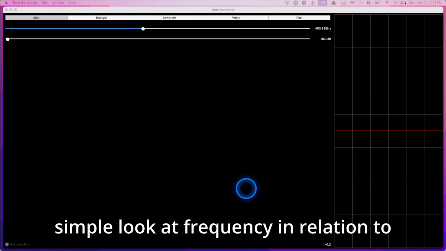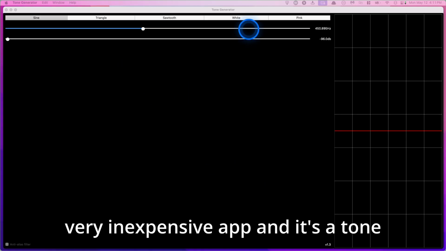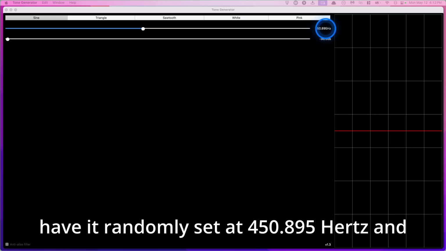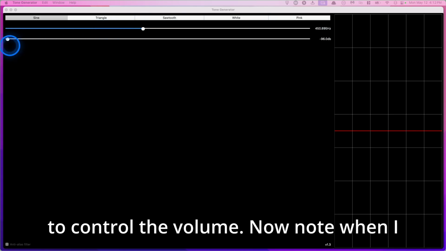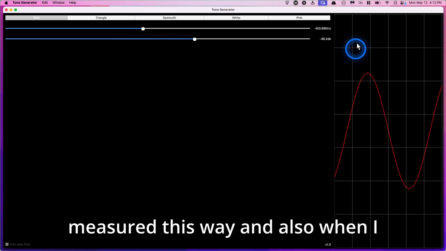Let's take a quick, simple look at frequency in relation to its amplitude and pitch. So here I have a very inexpensive app, and it's a tone generator. And right now I just have it randomly set at 450.895 hertz. And this is how I am going to control the frequency, and this is how I'm going to control the volume. Now note, when I bring up the volume, we now see that being measured this way.